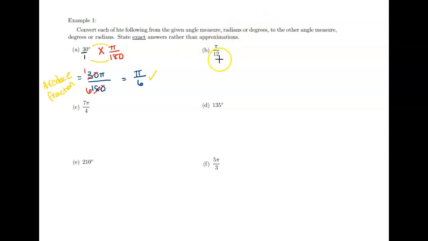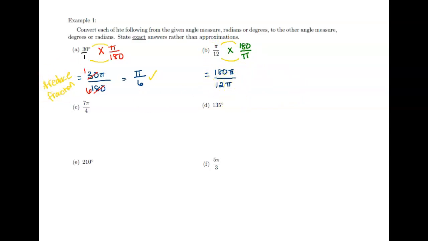I have pi over 12, and since there's a pi symbol, that means this is radians, which would imply that I have to convert this to degrees. So, to convert it to degrees, I'm going to multiply it by 180 over pi. So again, two fractions, and I am multiplying. So when I do that, I multiply the tops, and I multiply the bottoms. So what does that look like next? Pi times 180 is just 180 pi, and 12 times pi is 12 pi.